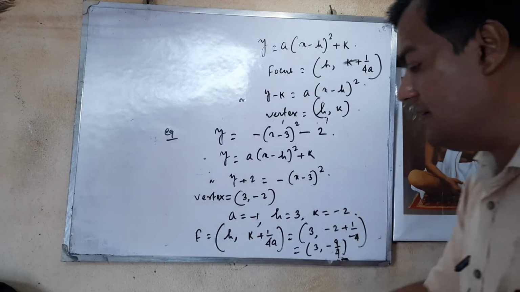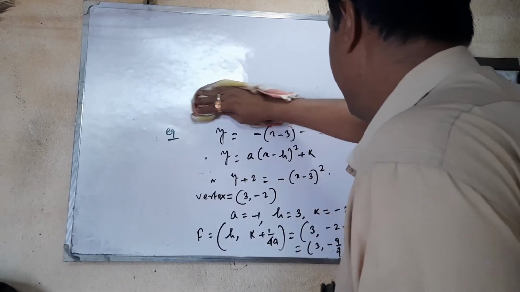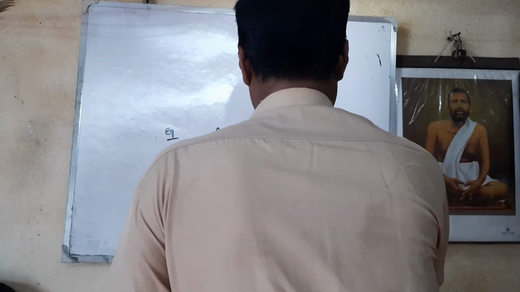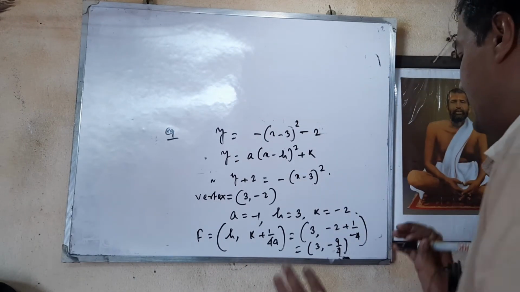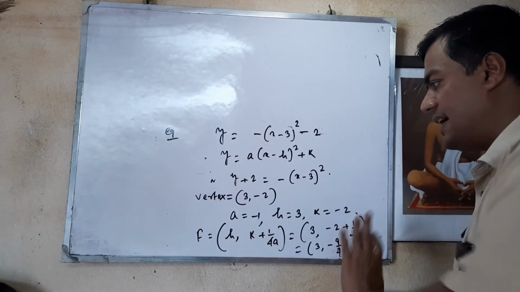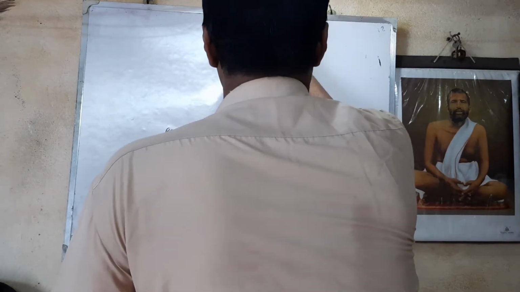Now let us draw this type of parabola. What is its axis? Its axis is parallel to the y axis, or the axis is vertical. So I have calculated the coordinate of the focus as 3 comma minus 9 by 4 and the vertex at 3 comma minus 2. So let us draw.